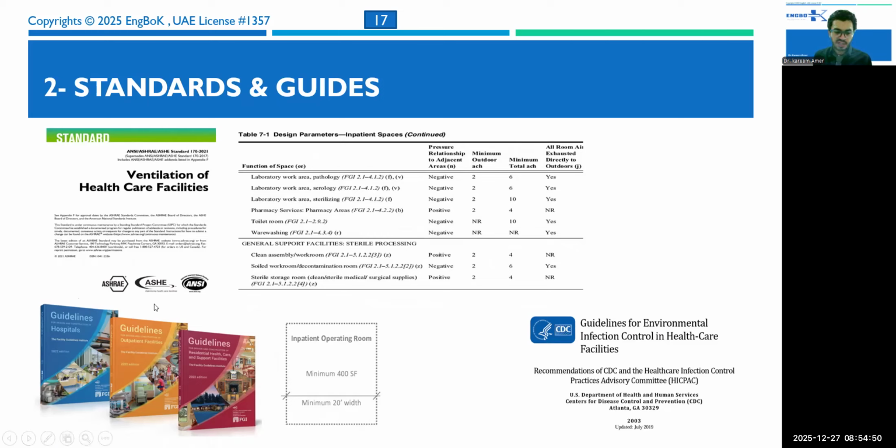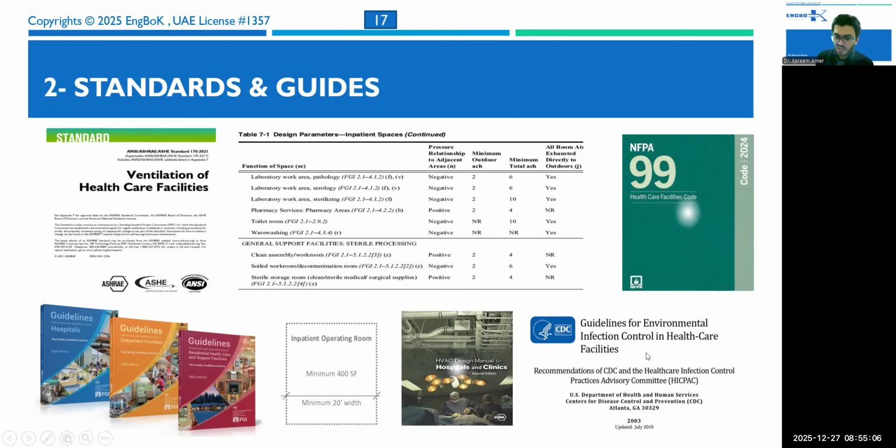FGI guidelines are mainly about space planning for different inpatient rooms, isolation rooms, operating rooms, and so on, and different areas in the hospital: restricted, semi-restricted, and unrestricted. And CDC guidelines for infection control, the HVAC design manual for hospital and clinic, and NFPA 99.